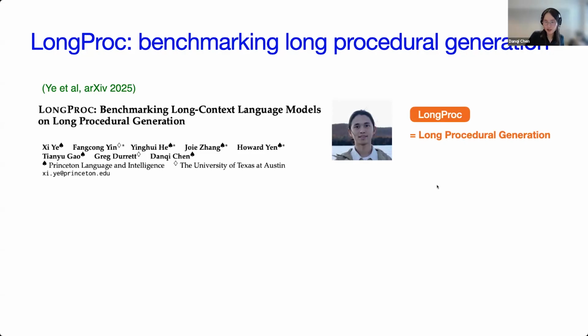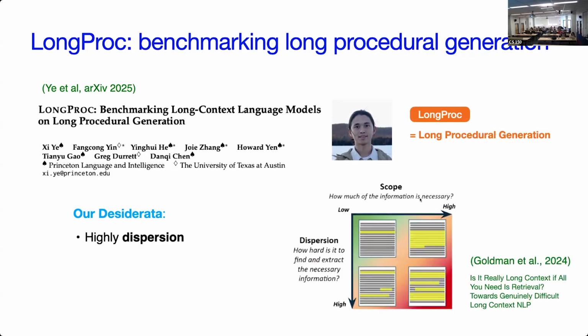Different from HELMET, when we developed this benchmark, there were two desired properties that we wanted to feature. One, we call high dispersion. High dispersion means that we really want the model to integrate a lot of highly dispersed information scattered at many different locations in the input. Instead of just retrieving one or very few relevant snippets, we want the models to gather information at many different places.